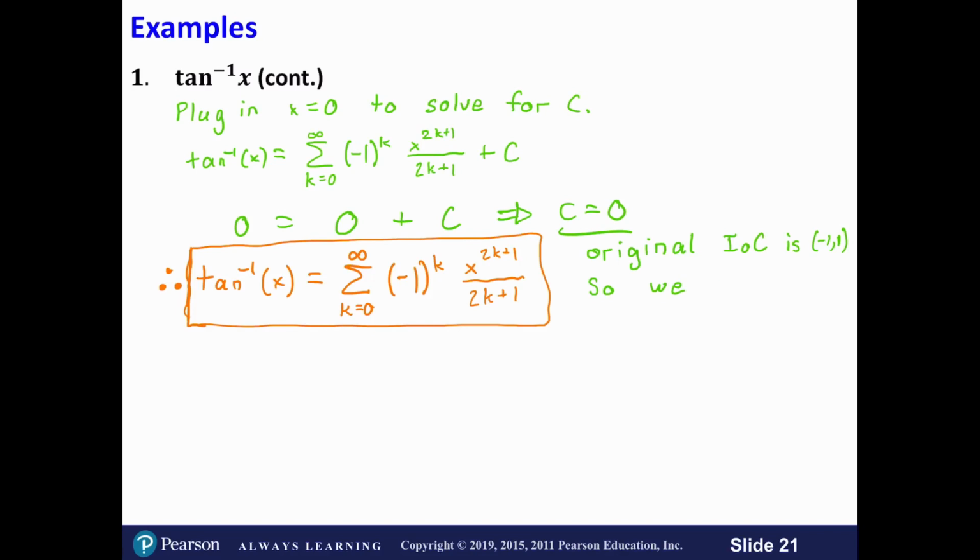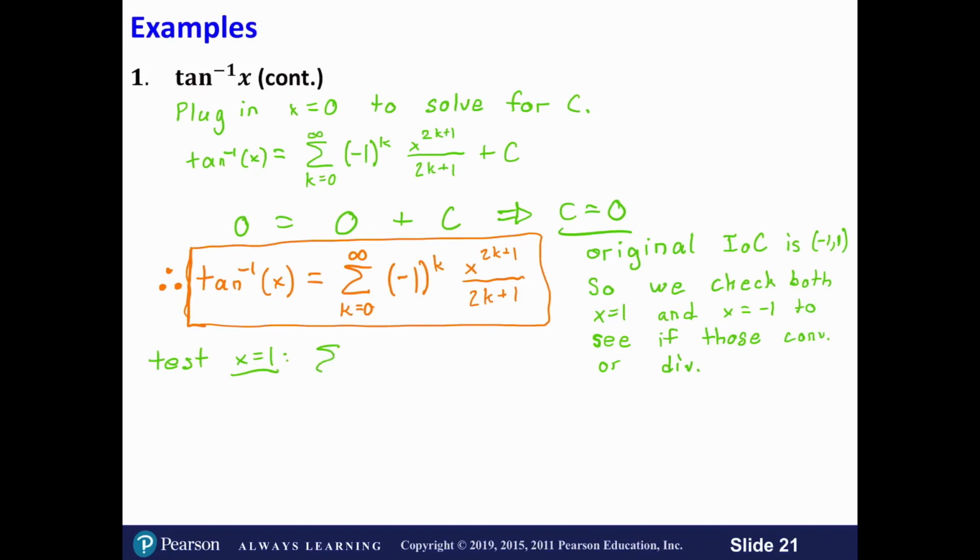So we check both x equals 1 and x equals negative 1 to see if those converge or diverge. And in this case, I'll do one of these. Let's test x equals 1.